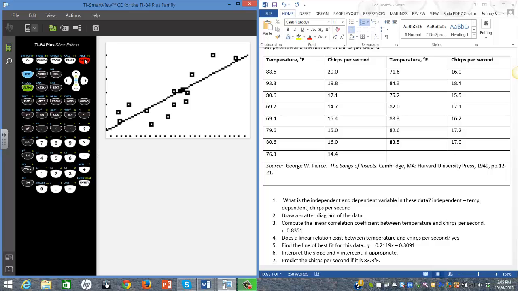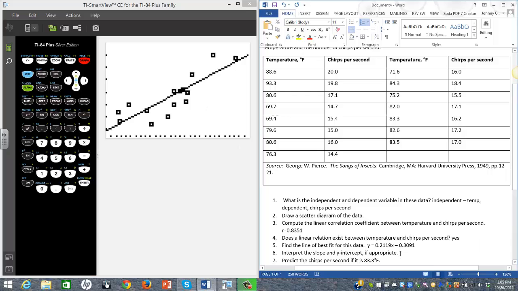So you see here that the line actually hits it looks like 4 or 5 data points. Not all of them fit on there, of course, because the correlation is not exactly 1. But since it's pretty close, we can say that it is a line of best fit, and it's very linear. So the slope here is the number in front of x, in this case 0.2119, and the y-intercept is negative 0.3091.